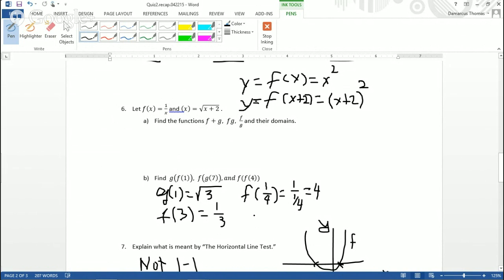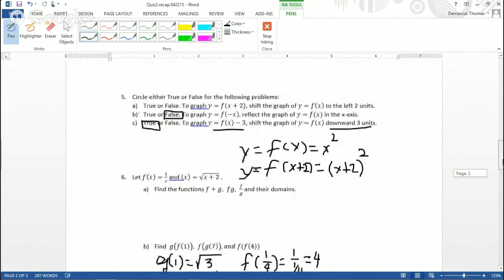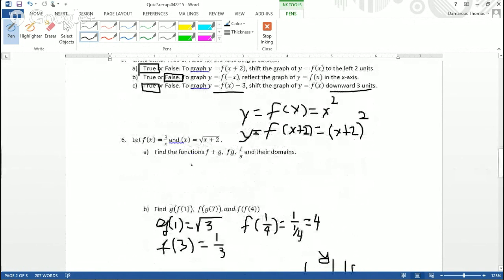So we have the three solutions for part B. G of f of 1 is equal to the square root of 3, root 3. F of g of 7, therefore, is 1/3, and f of 4 is 4. All right, and let's tackle this last one. There's probably not that much space, but find the function f plus g.